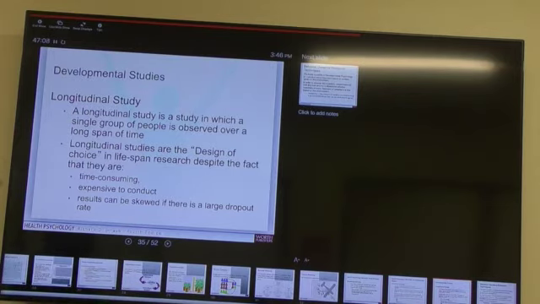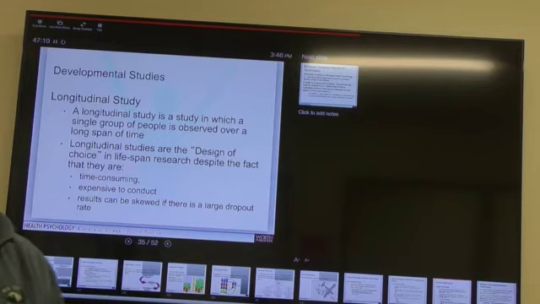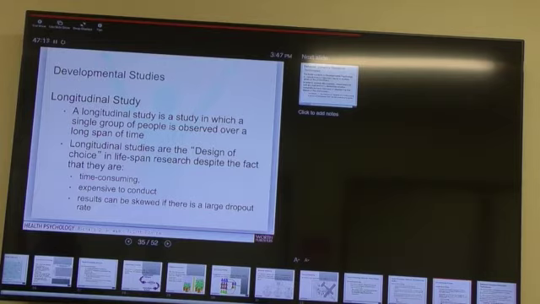The results can be skewed if there's a large dropout rate, which was one of the amazing things about the Maui study, because a lot of people didn't drop out. Some of them died, but there weren't a lot of people that died, and for that reason, it was fairly accurate research.